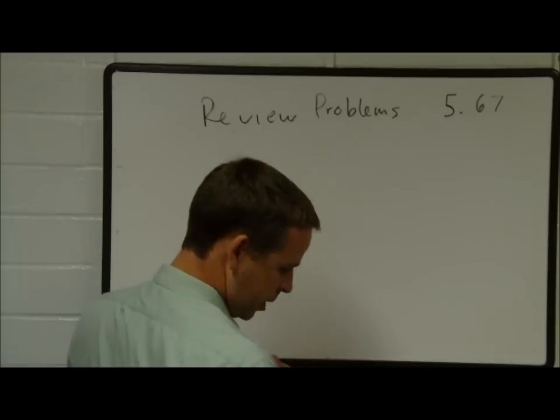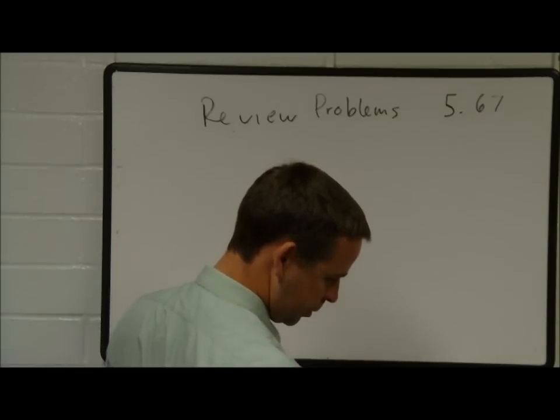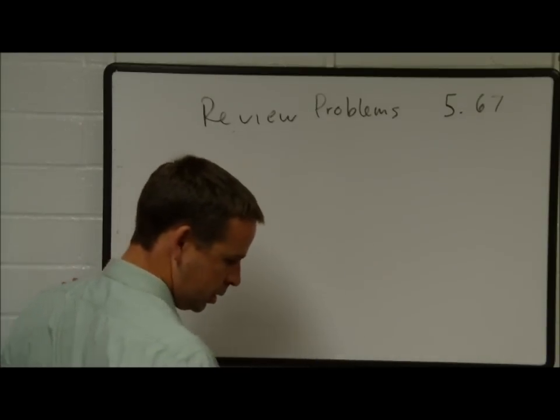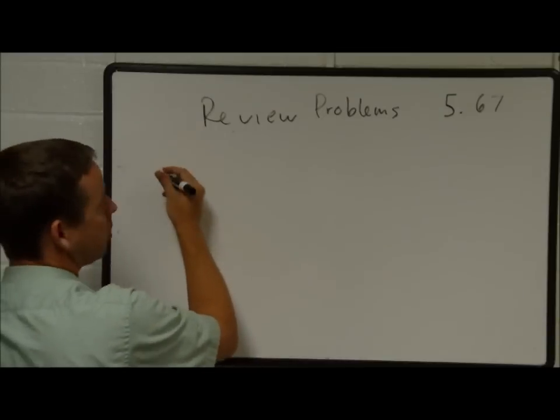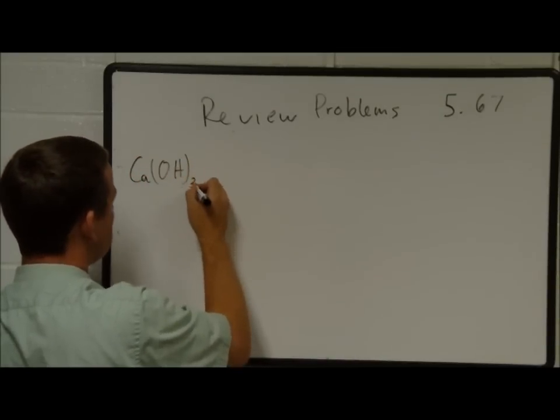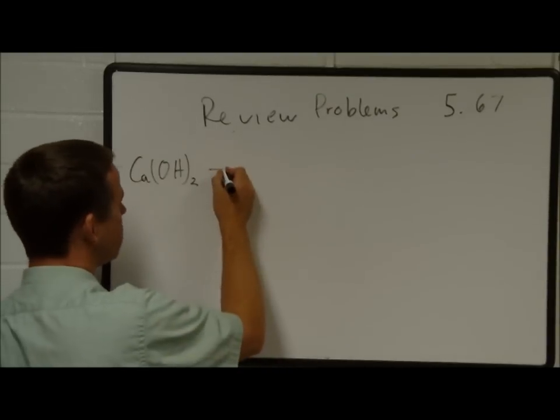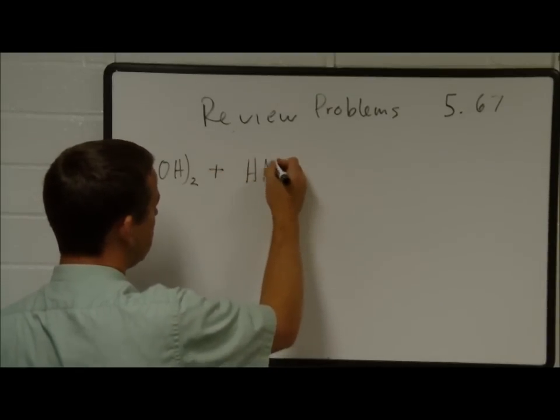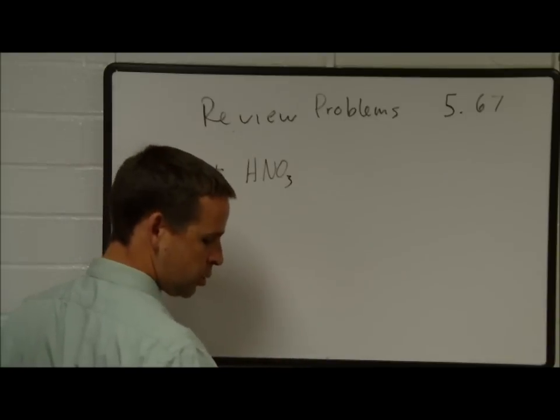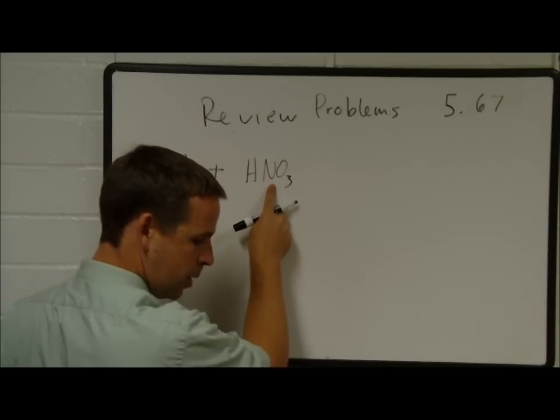Complete and balance the following equations. All the products are soluble in water. Calcium hydroxide and nitric acid. Calcium hydroxide, the NO3 nitrate goes to ionic, HNO3, therefore its nitrate goes to ionic, nitric acid, right?